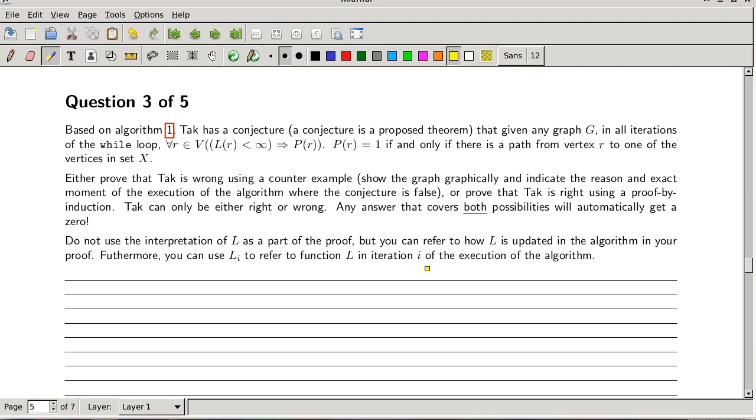All right. So Carol says, I don't think there's a counterexample to prove you wrong.